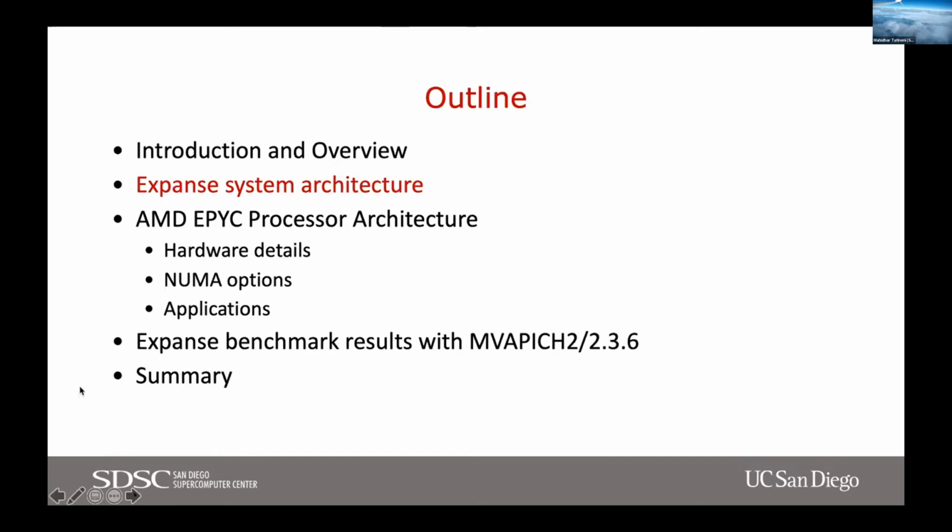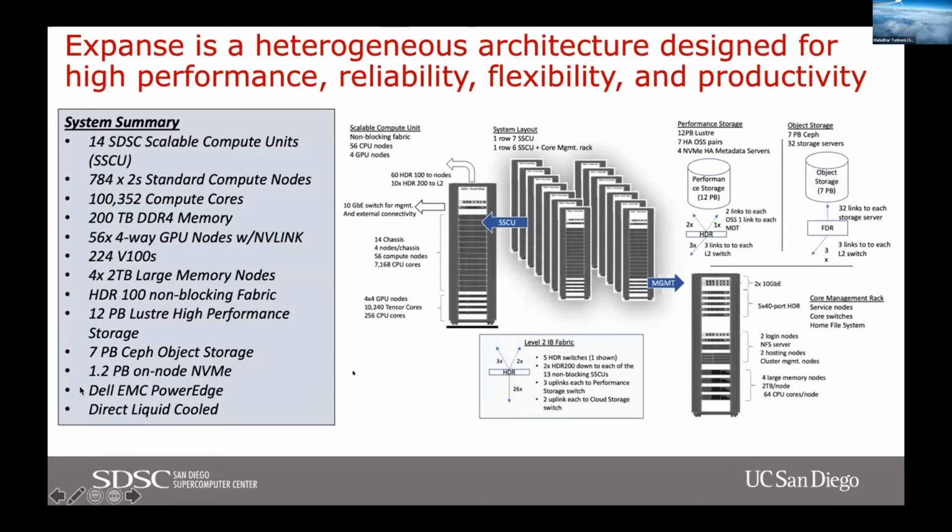So a little bit on the system architecture. It's built out of scalable compute units. And I'll go into the network at the rack level in the next slide. But basically, with the addition of the new rack, it's now 784 nodes, so about 100,000 cores. And it's HDR 100 to the nodes and HDR 200 switches on top of the rack. And we can talk about that a little bit later.